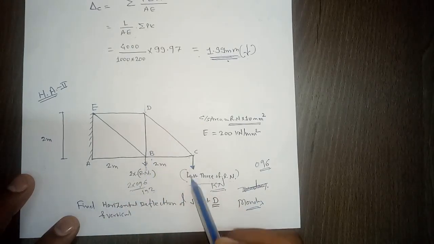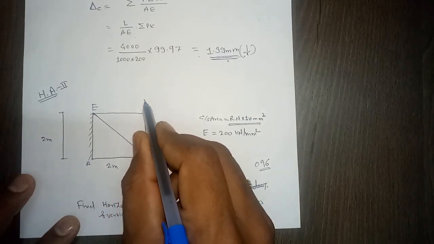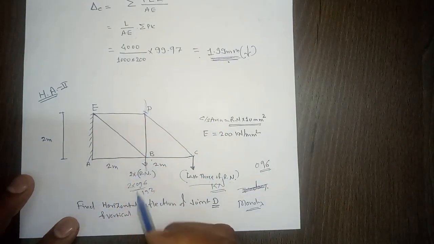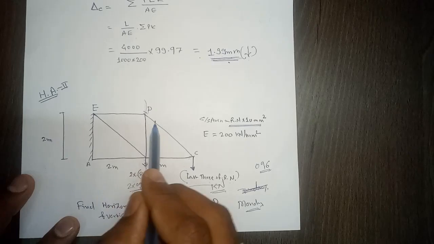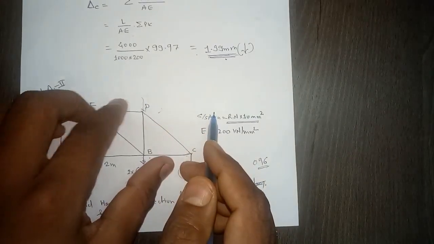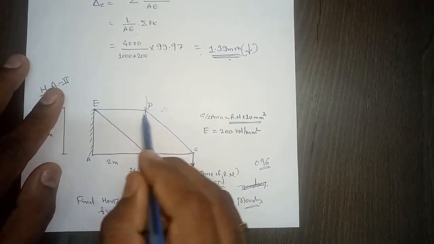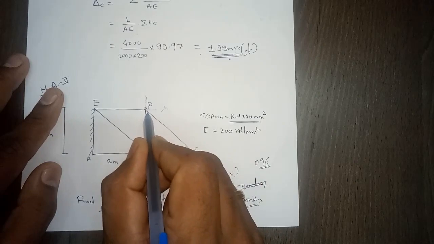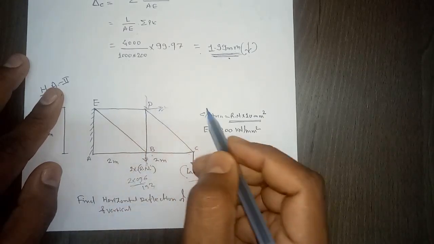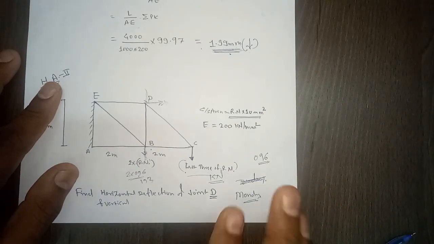You can understand that because of the downward force the deflection will be downward, so you should assume 1 unit load in this direction. Another unit load you have to assume in this direction. Why? Because if this truss is rotating like this because of these 2 forces, then definitely this deflection will be in this direction. So 1 unit force you will be applying like this. This truss you have to solve 3 times.